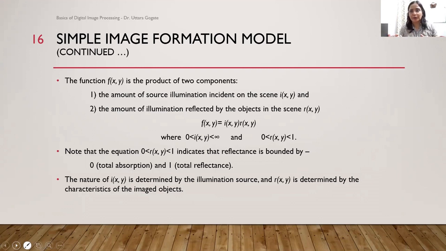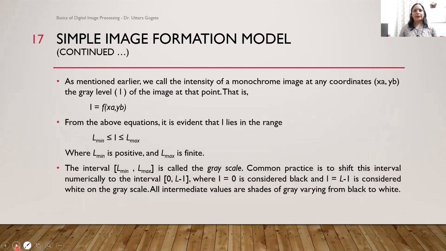If it is a darker object, with not very good surface area, it will absorb more. Then as we continue with the simple image formation model, we have already decided two functions, i(x,y) and r(x,y), and f(x,y) is nothing but the product of these two, i(x,y) and r(x,y). Now, as we have discussed, they are the intensities of the monochrome images.